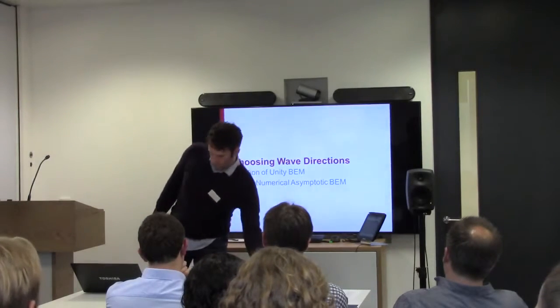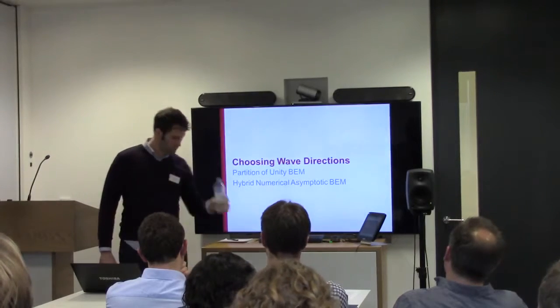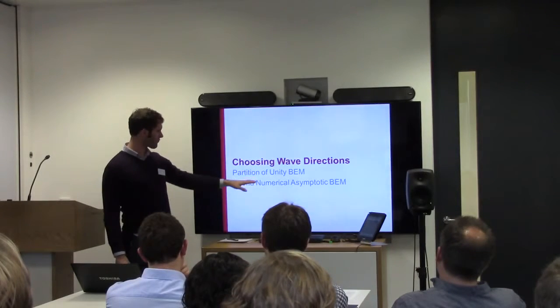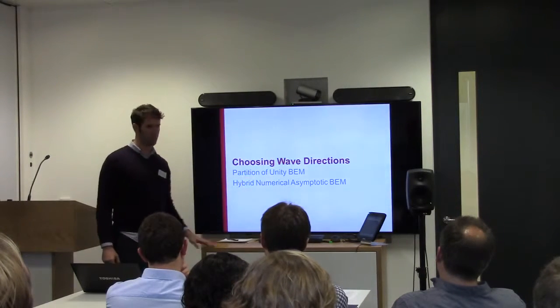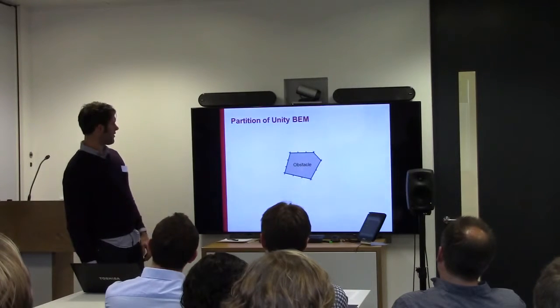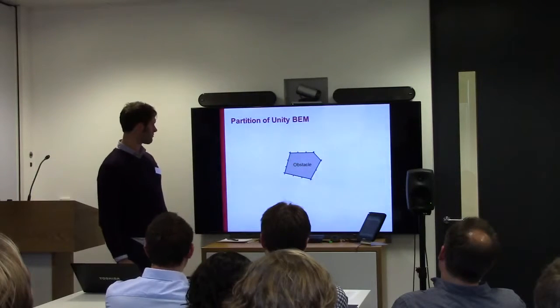Okay, so let's move on to choosing these wave directions. There are two real schools of thought on this. One is partition of unity BEM, and the other is hybrid numerical asymptotic BEM. So in partition of unity, what you do is first of all divide the obstacle into a coarse mesh, large with respect to wavelength.